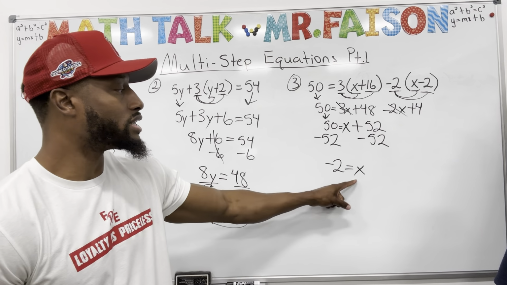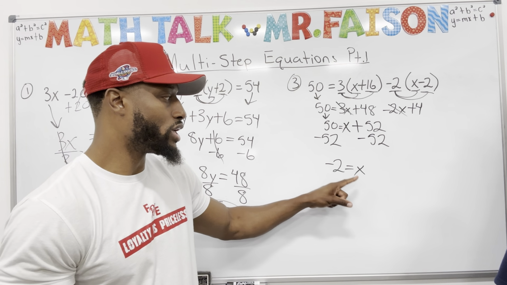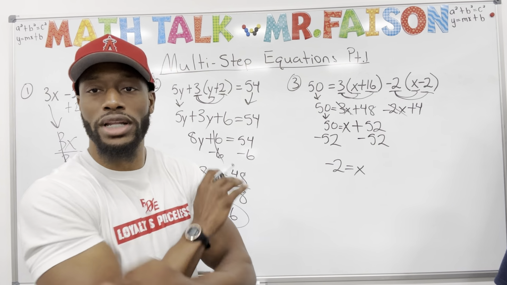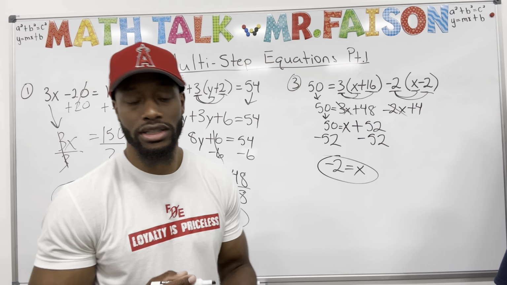And I will stop right there because x is all by itself, right? That's what we want. We want x by itself. I don't want a negative sign in front of that x. I just want x to be plain and by itself. And negative 2 is equal to x is my answer.